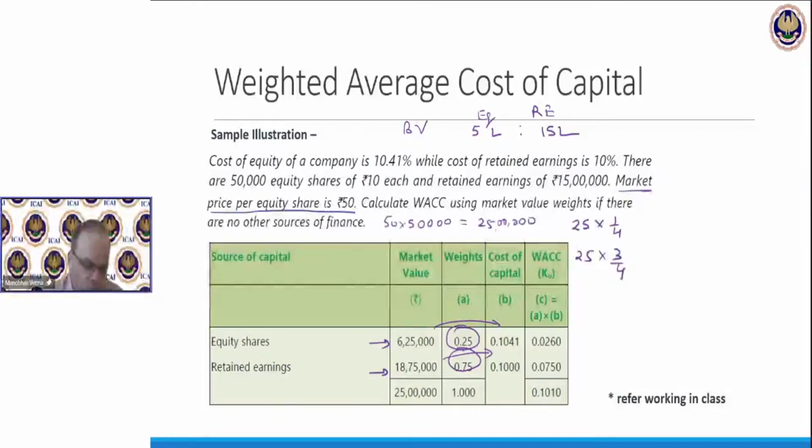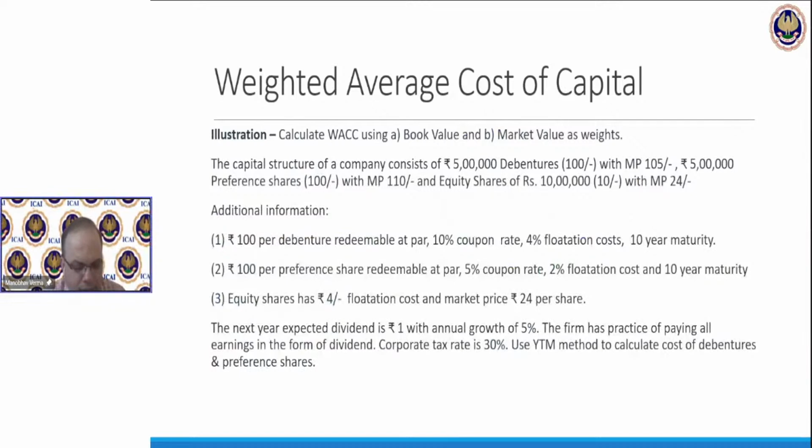Great. Anyone else wanted to ask anything, guys? Okay, so let's move on. Next is a comprehensive question where we're looking at calculating the WACC using book value and market value as weights. We're looking at both book value and market value. So the capital structure of a company consists of 5 lakhs debentures, with market price also given.